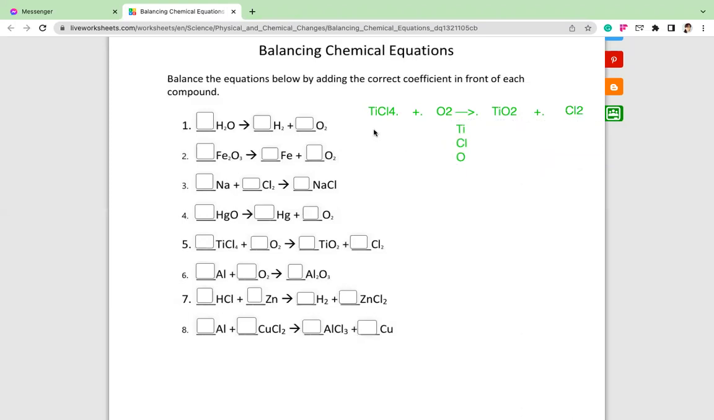Now, let's go to the left-hand side of the equation. How many titanium atoms do you have? 1. All right. How many chlorine atoms? 4. How many oxygen? 2. Very good. Now, let's move on to the right-hand side of the equation. How many titanium atoms do you have? 1. Oxygen, 2. Chlorine, 2. Okay, very good.